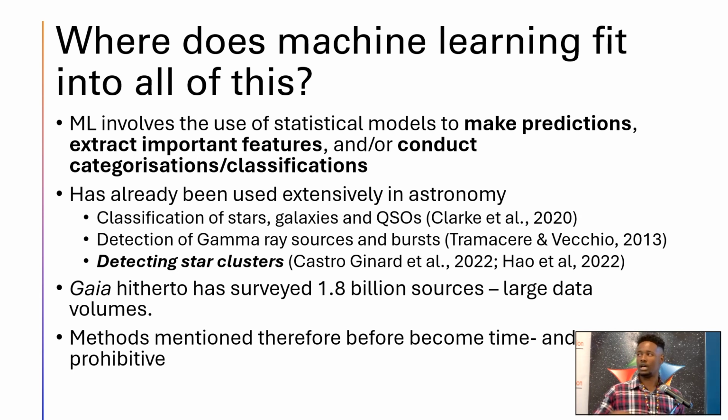Okay. So where does machine learning fit into all of this? Of course, many innovations, as I just said, have been made in the regard of detecting new star clusters. And also the sheer volume of the data that Gaia has been able to survey is such that you need these machine learning algorithms to process the data and do meaningful science therewith.